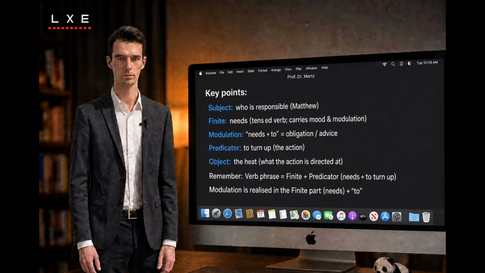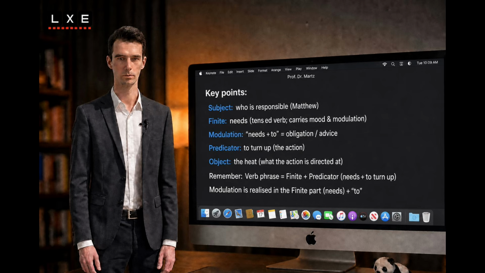You might want to take notes. Gentle modulation, suggestion about behavior. These are different tools. Modalization manages degrees of certainty about propositions. Modulation manages degrees of interpersonal demand or encouragement regarding action. Now, having seen what the interpersonal layer does, we move to the grammar window that shows how it's realized in clauses: the finite and the subject.